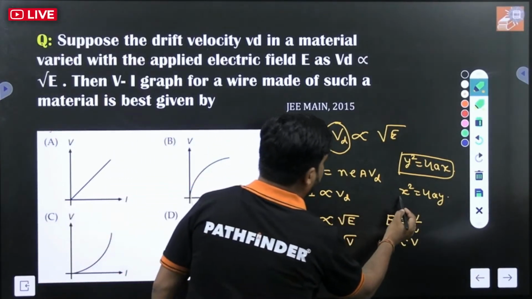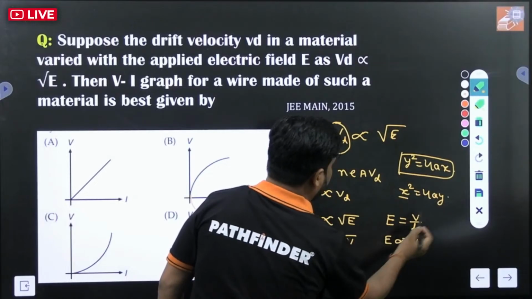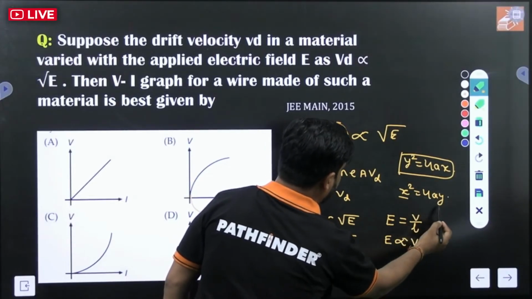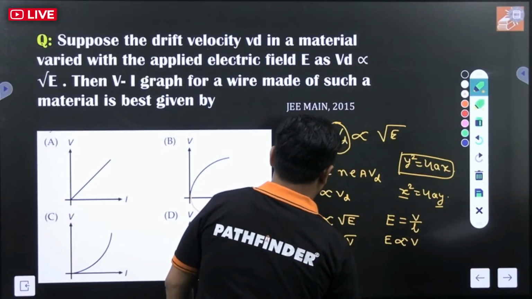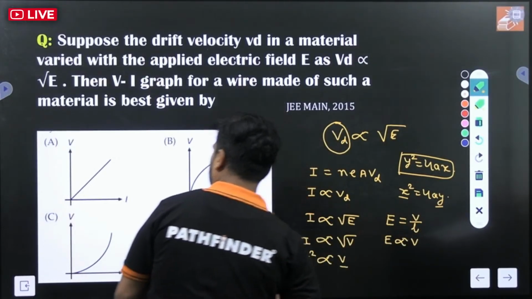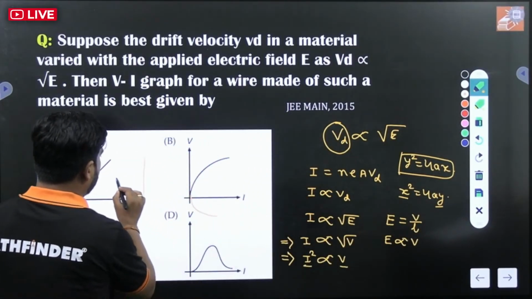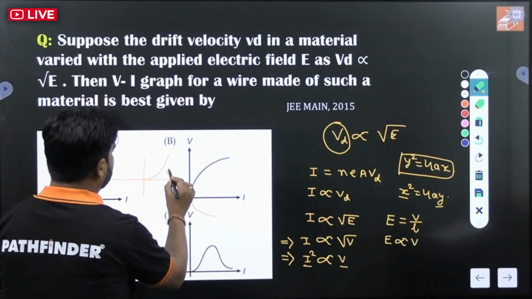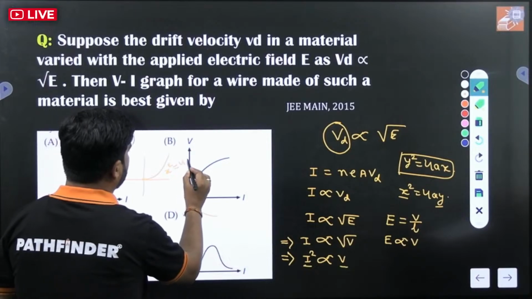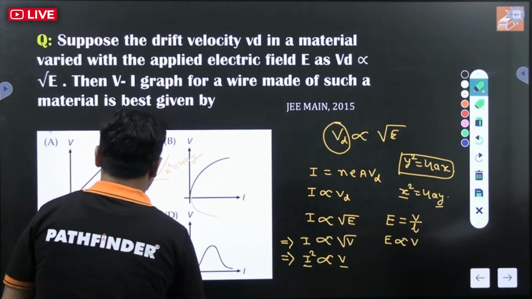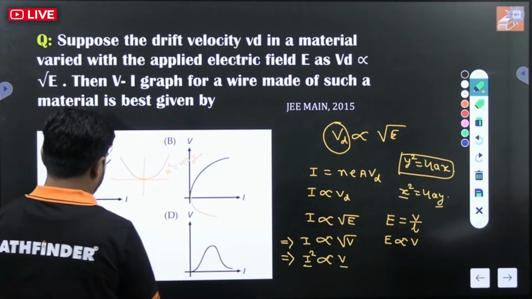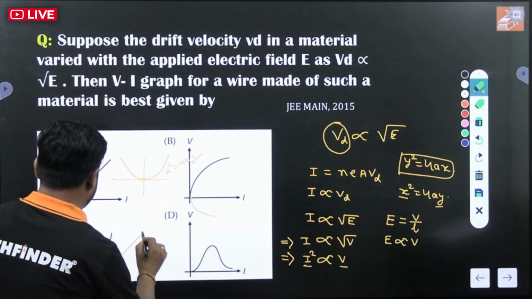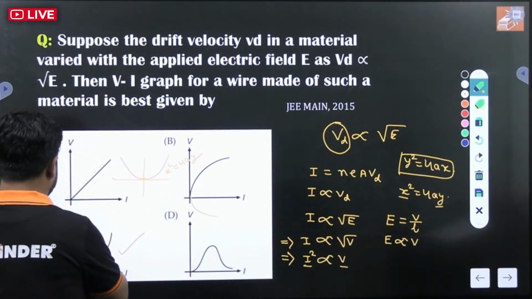But here, I is in the x direction and V is in the y direction. So here, the graph will be a parabola which is like this. This is the graph of x square is equal to 4ay. So definitely this will be your correct answer. So option number C is correct.